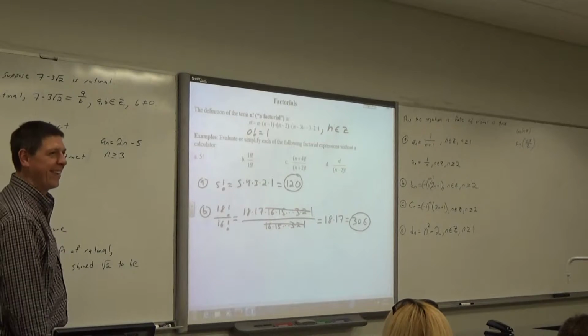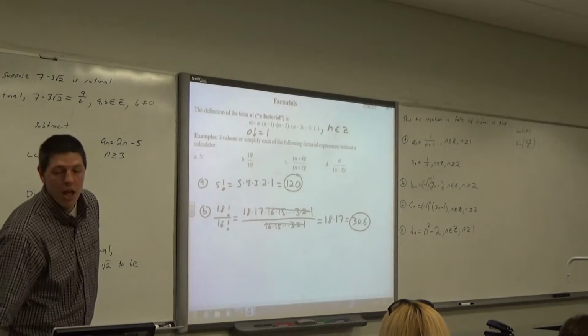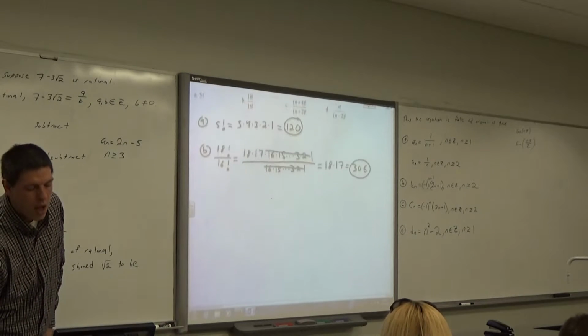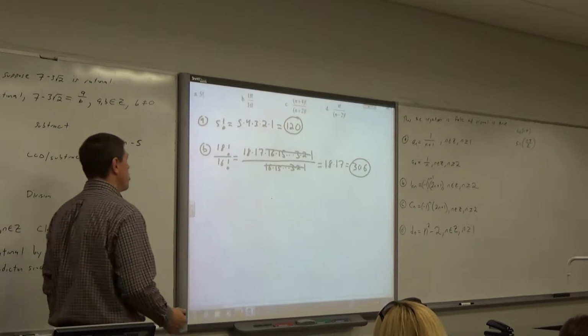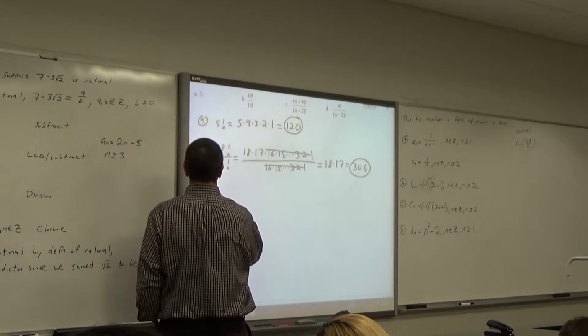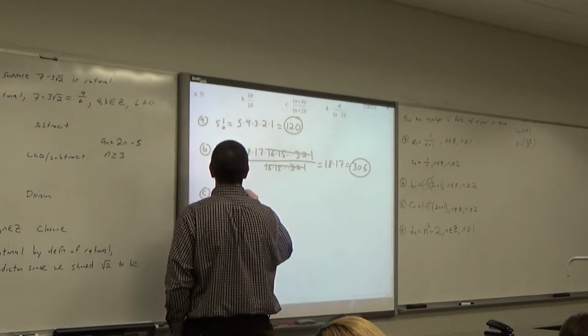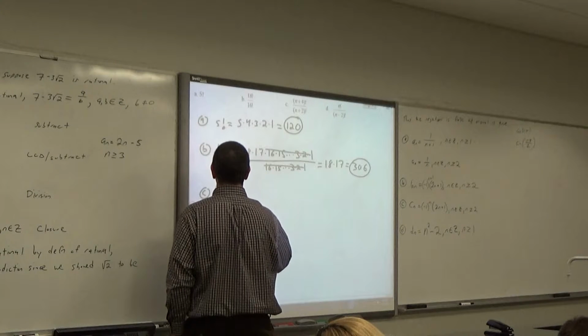So once again, does that make sense, guys? If I give you bigger numbers, they're easy to manipulate. What if I just had variable stuff? Let's say, for instance, I had n plus 4 factorial, and I divided that by n plus 2 factorial.